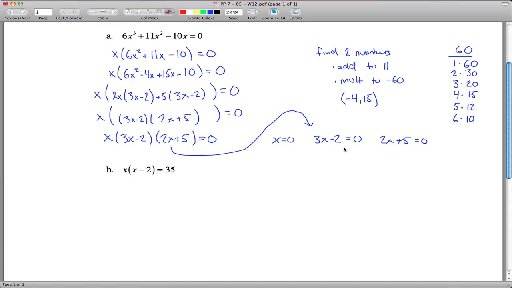So this one's already done, but the other two we need to solve for x. You could add 2 to both sides here and then divide by 3 and get x equals 2/3. Here you could subtract 5 from both sides and then divide by 2 and get x equals negative 5/2. So for our answer we end up with 3 solutions, either x equals 0, x equals 2/3, or x equals negative 5/2. Maybe this, or this, or this.